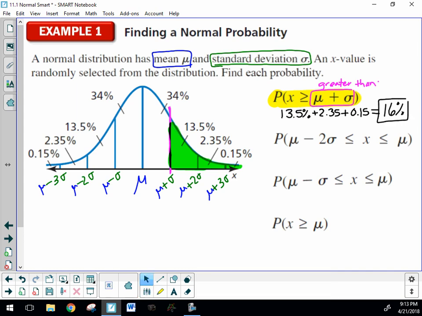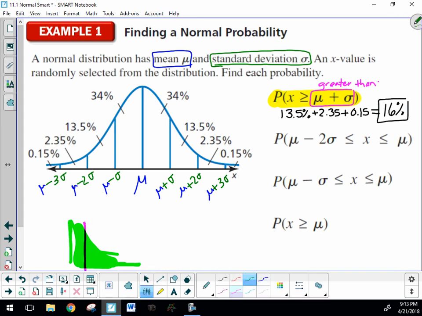Okay, let's see what the next one asks us. I'm just going to remove this shading. Okay, the next question says, what is the probability that our x value, here's our x value, is between two standard deviations less than the mean and the mean? You can think of these values as the fences if you want. It has to be smaller than the mean, and it has to be larger than two standard deviations below the mean.